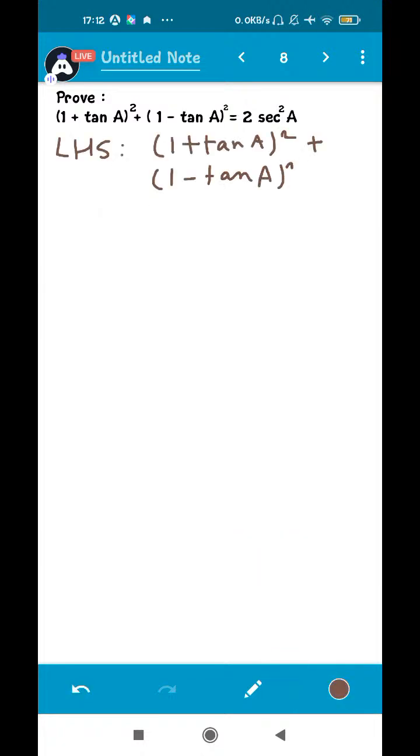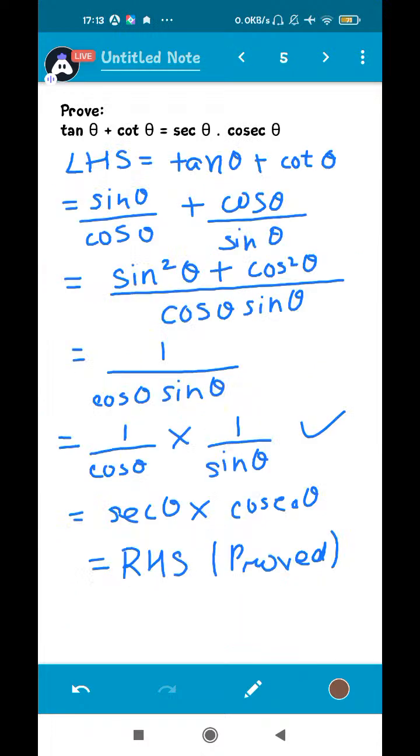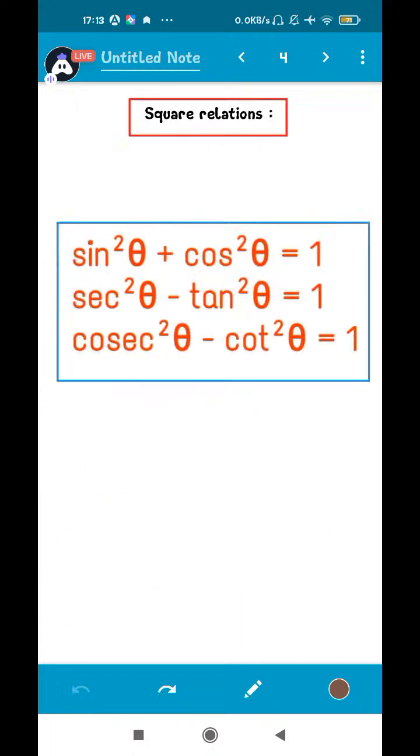tan² A. Okay. We just saw this relation, let me just recall it for you once again. sec² A − tan² A is 1. So sec² θ can be written as 1 + tan² θ, which we just saw now.